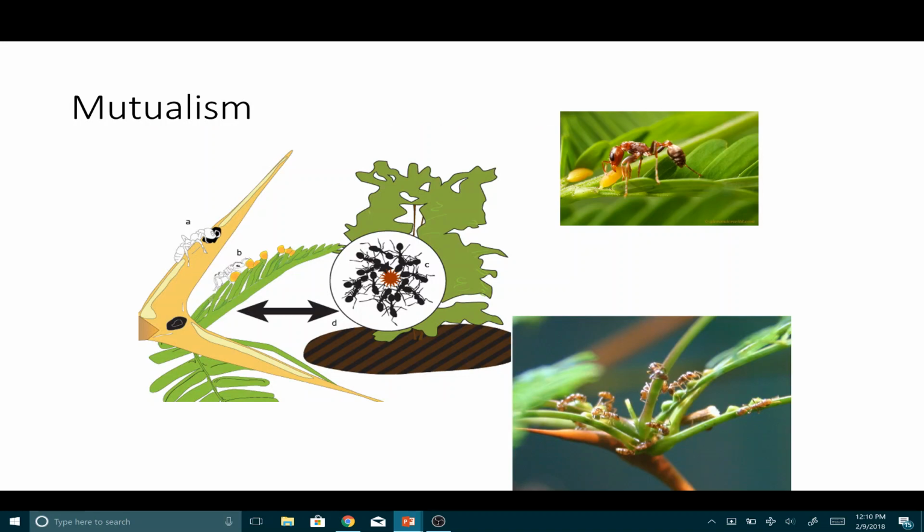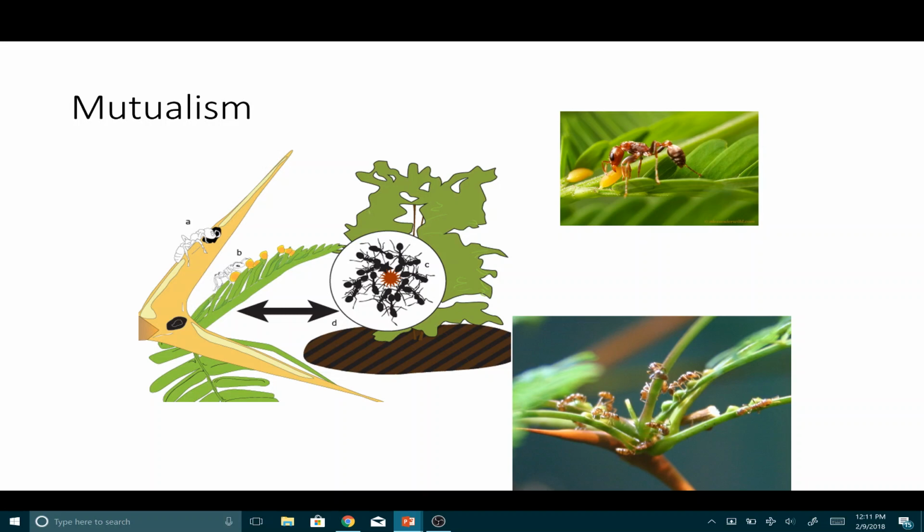Here's an example with plants, because I think plants sometimes don't get enough credit for being just as clever as animals. And this is the acacia tree. It grows in Africa, which is its habitat. And then these are acacia ants. And what the acacia tree provides for the ant is a place to live. So if you look at this diagram over here, you can see these little holes in the thorns of the acacia tree, and that's where the ants actually live.